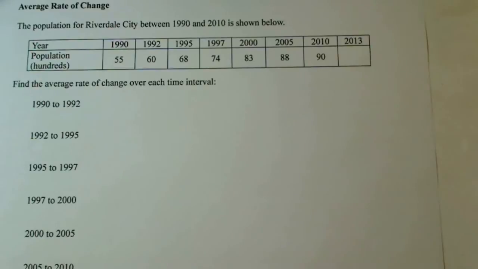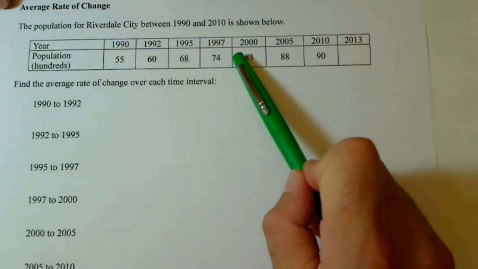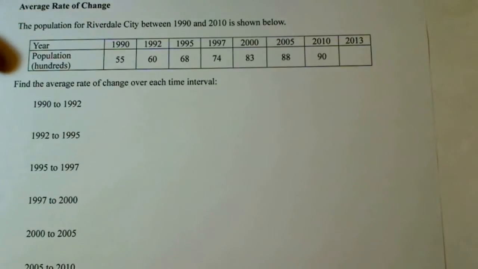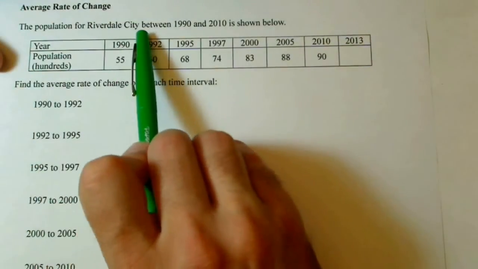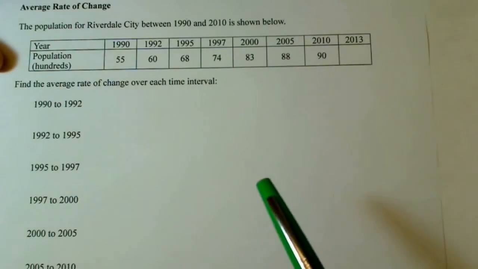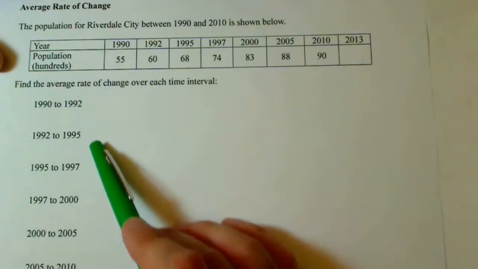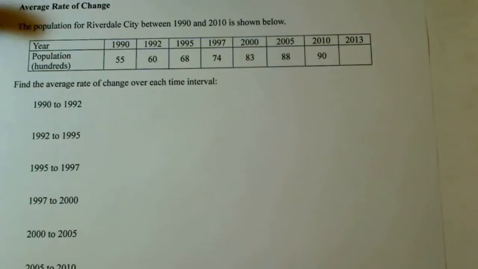And now we're gonna talk about average rate of change from a table of data. What we have is the population of Riverdale City between the 1990s and 2010 in our table, and we have to find the average rate of change on given time intervals.